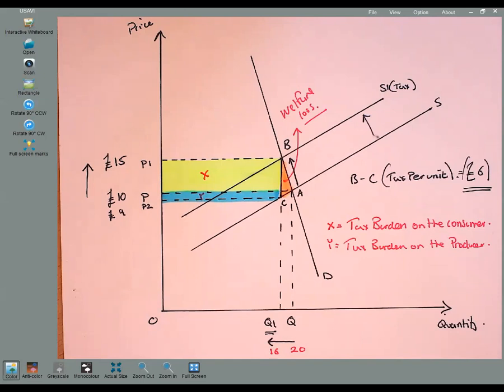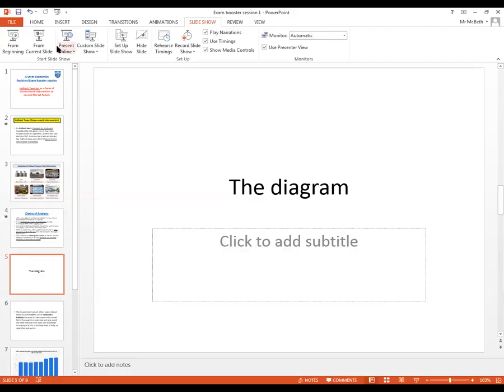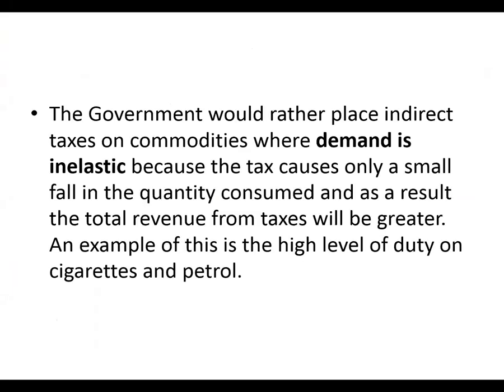Just to finish up then, I'm going to go back to my PowerPoint again and finish off some other key notes. I did mention before, the government would rather place indirect taxes on commodities where demand is inelastic because the tax causes only a small fall in the quantity consumed. As a result, the total revenue from taxes will be greater.